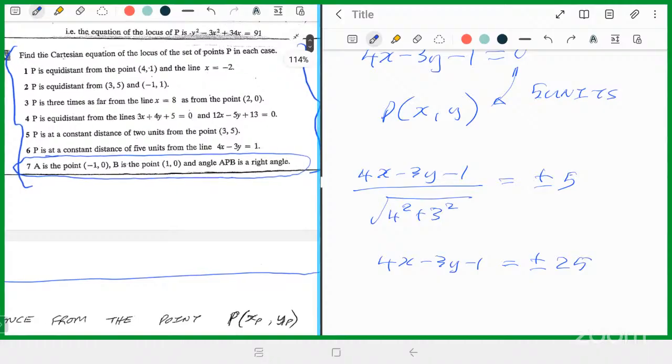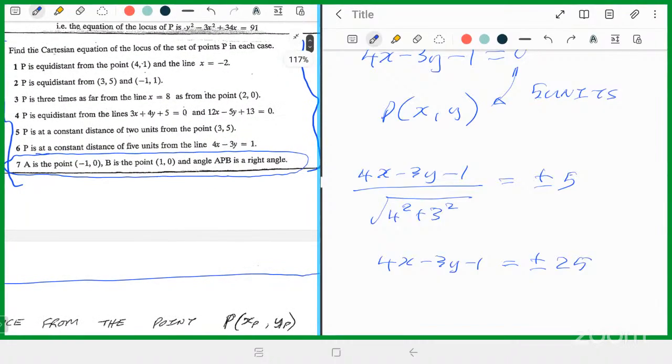This one says A is the point (-1, 0), B is the point (1, 0). The angle APB is always a right angle. This is going to bring in gradient. So if the angle is a right angle, it means that the lines are perpendicular, at 90 degrees to one another, so the product of the gradients is negative 1.